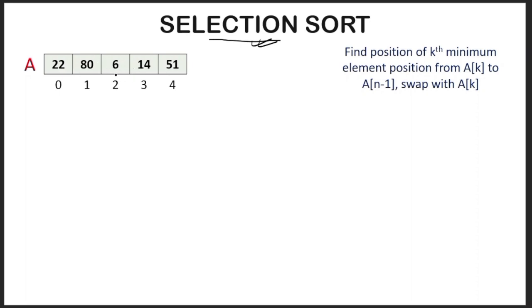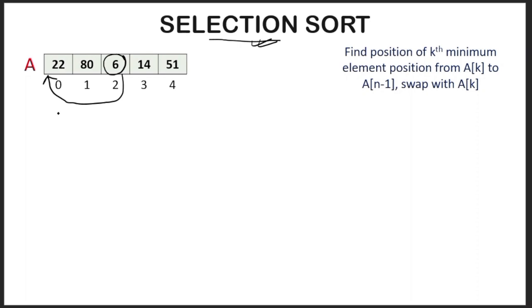What selection sort does is it finds the minimum element from the unsorted array and places it at the correct position. In the first pass, it will find the minimum element present in this array. We can see that 6 is the minimum element of this array. So in the first pass, it will find the minimum element, that is 6, and place it at the first position of the unsorted part of the array.